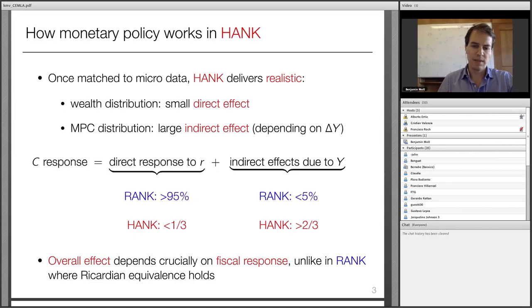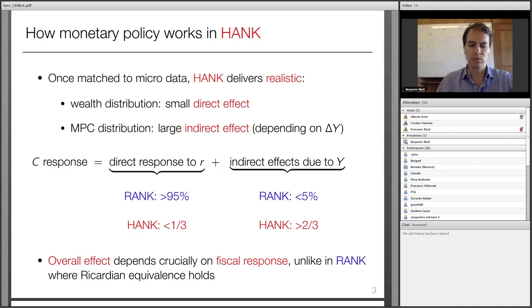In contrast, in our heterogeneous agent New Keynesian model, as I've already told you, there are going to be a lot of people up against constraints. As a result, Ricardian equivalence fails, and therefore it's going to matter a whole lot what the fiscal policy response is to monetary policy. But as I've already said, this is really just one particular example of a broader thing, which is that all things that determine what happens to household disposable income matter.